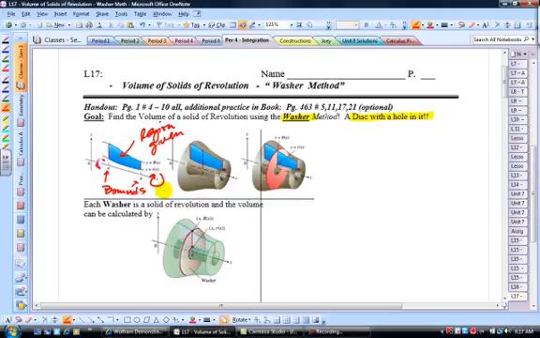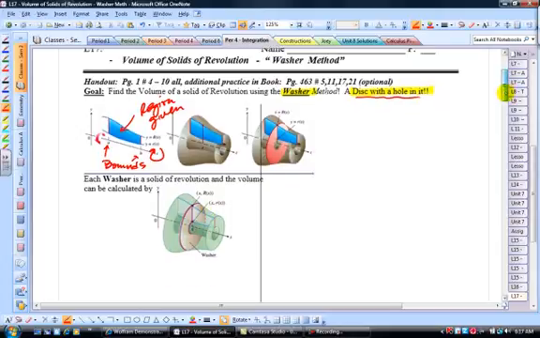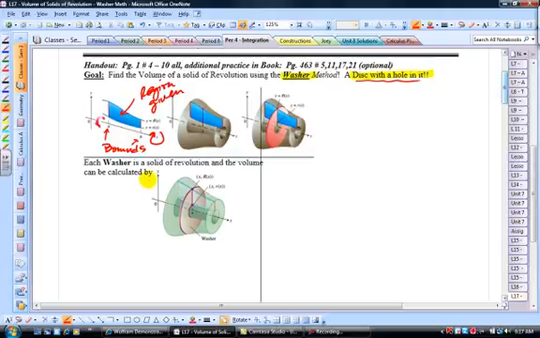what we get. Now each washer is basically a disc with a hole in it. Keep that in mind. So all we have to do is remember how we find the volume of a disk, subtract the volume of the hole inside it, and we get the volume of the washer. Now each washer is a solid of revolution, and the volume can be calculated by the following. Keep in mind that every washer has an outer radius and an inner radius.